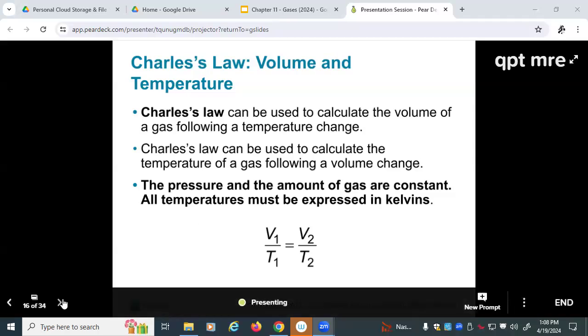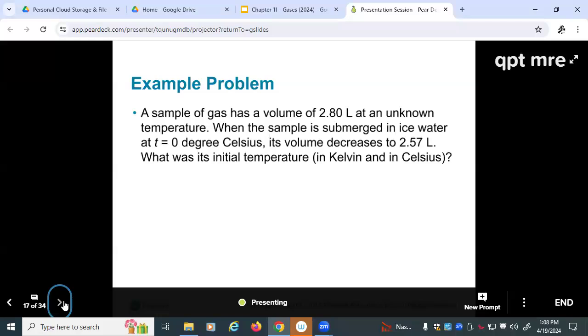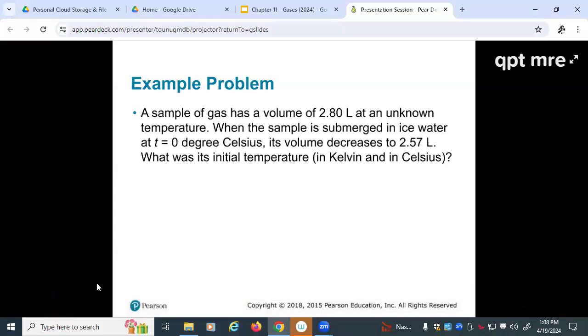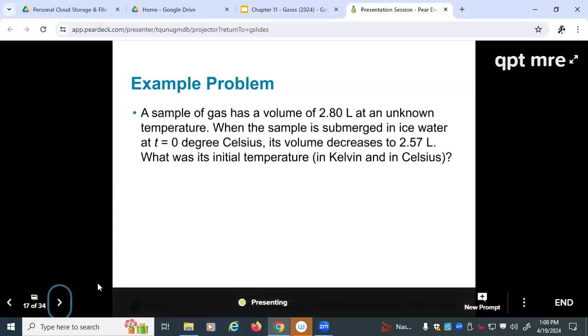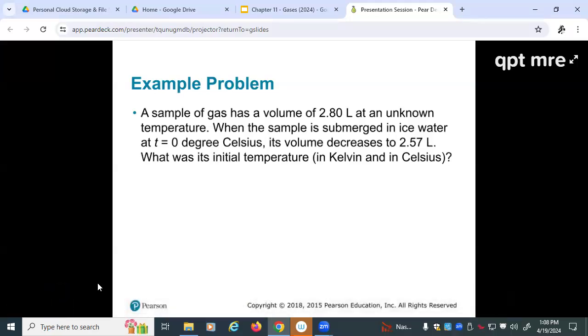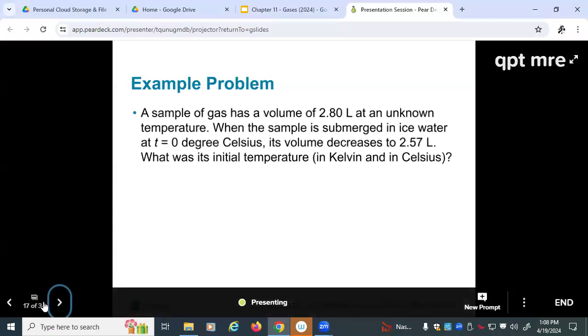So before we get into that, let's take a moment and do an example problem using Charles' law, just so that we have a little bit more context and that we can understand it a little bit better.